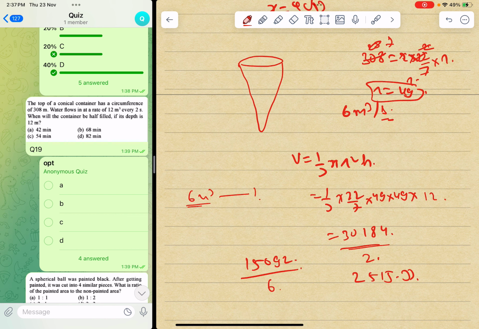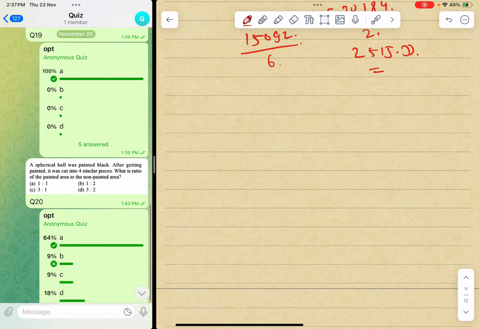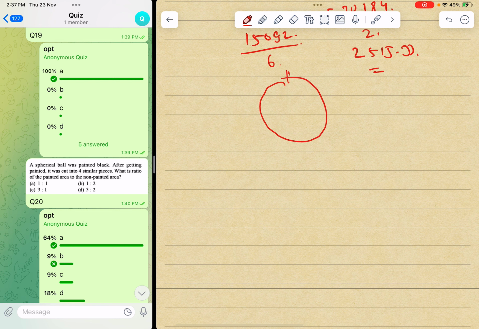Last one: a spherical ball was painted black. After getting painted, it was cut into 4 smaller pieces. What is the ratio of painted area to non-painted area? 4 similar pieces, okay. If this is a sphere ball, 4 similar pieces means it has to be cut like this and this. This is the only thing in this question. If it is cut like this, we'll get one area like this over here, and similar will be one down as well, and 2 more we will get.